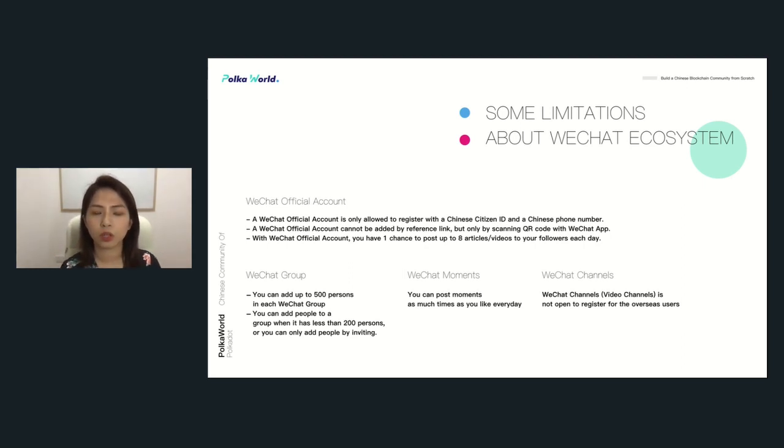For example, if you are an overseas user, you will have some restrictions on creating a new WeChat official account or a WeChat channel. That's why I think it's important to find some local person in China. Also, you can only post once a day on your WeChat official account, but you can post up to 8 articles at once. I will skip it here, but you can always come back and read about those contents. And if you have any questions, feel free to ask me.